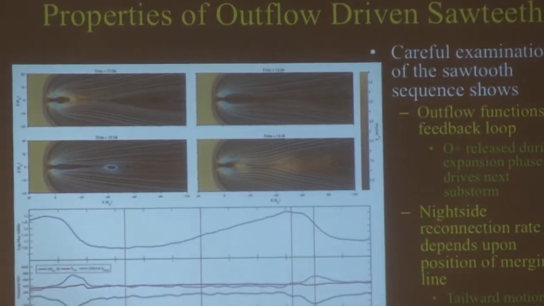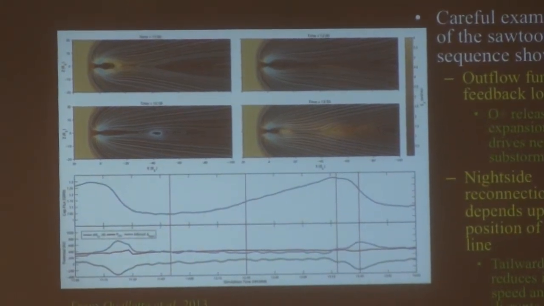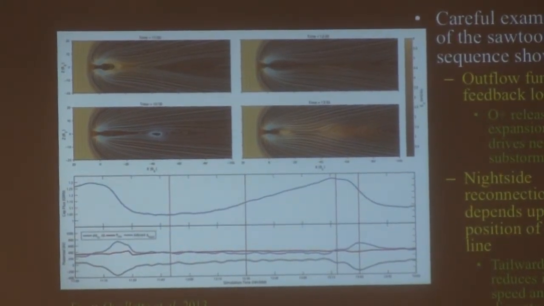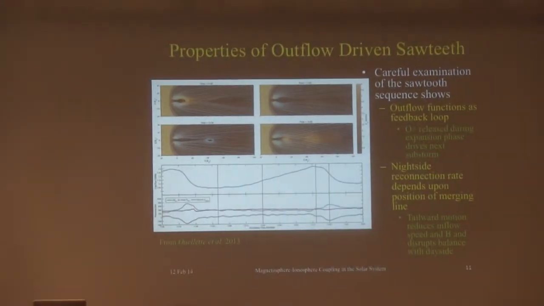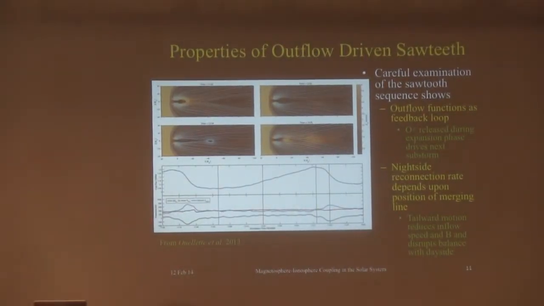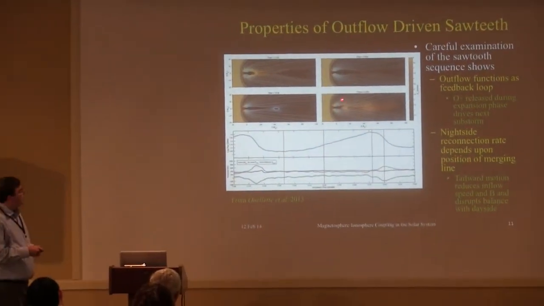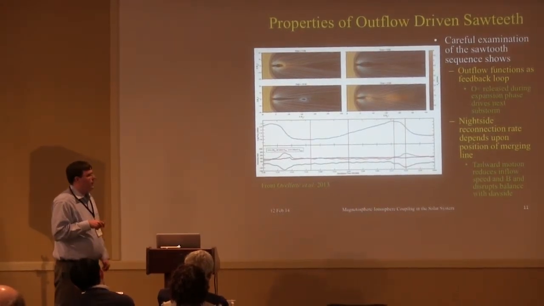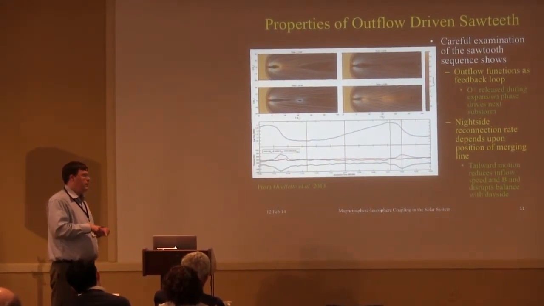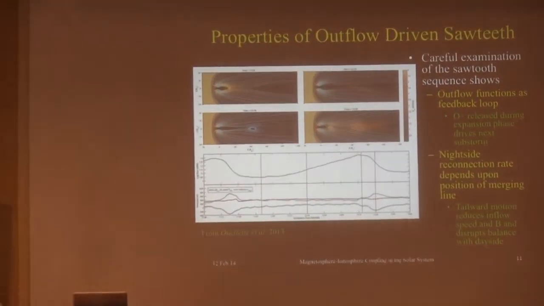A more careful examination of these sawtooth events by Wiltberger et al. 2013 has shown that they actually occur from a feedback loop. They would not appear if this outflow was not being causally regulated. So the one substorm kicks off, it injects Alfvénic Poynting flux down into the auroral ionosphere. That creates more outflow, which then goes out, lands somewhere out in the tail, and then kicks off another substorm.